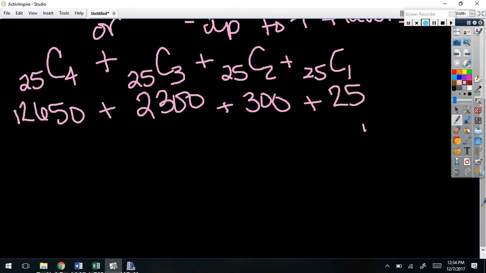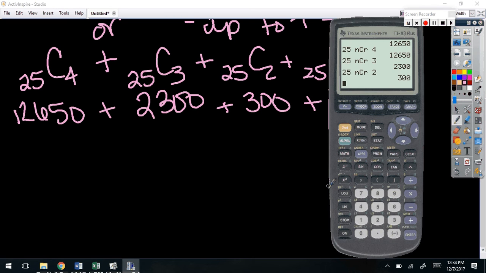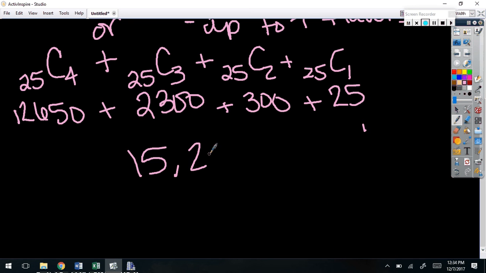I mean, they're saying like how many. All right, so let's add them all together. 1, 2, 6, 5, 0. 2, 3, 0, 3, 0. There are 15,275 different ways to make a drink choosing up to 4 flavors, given 25 flavors. Does that make sense to you? Okay.